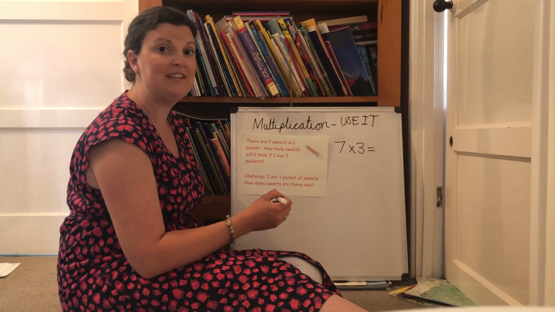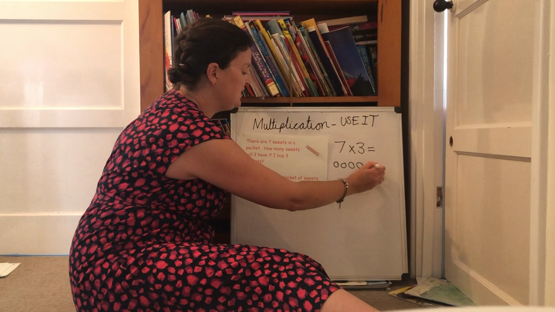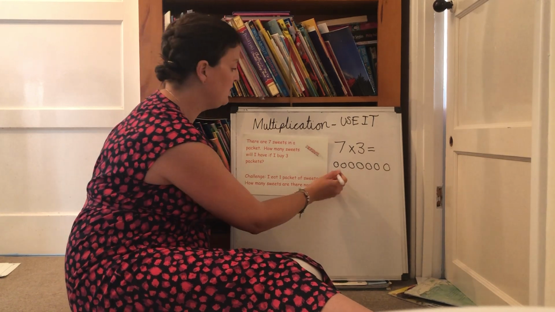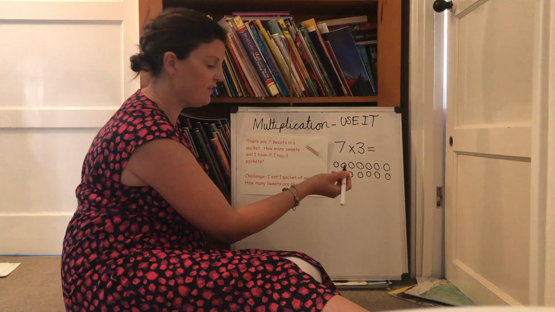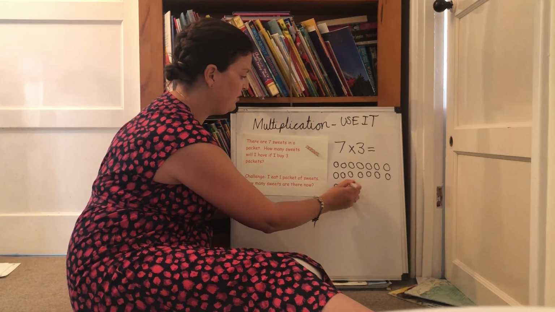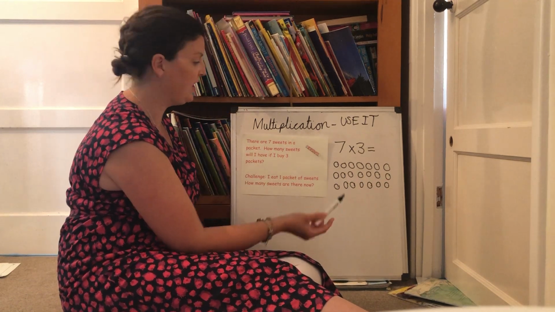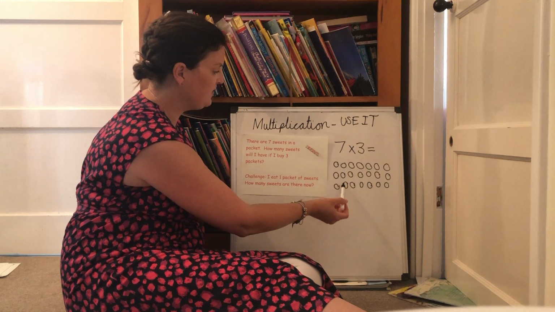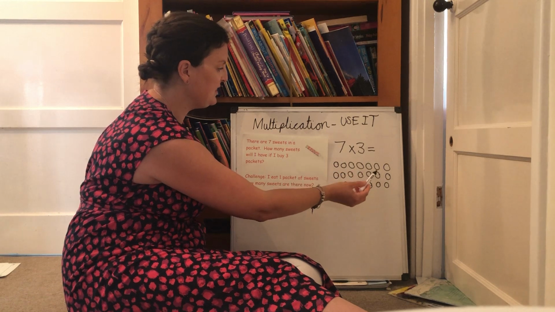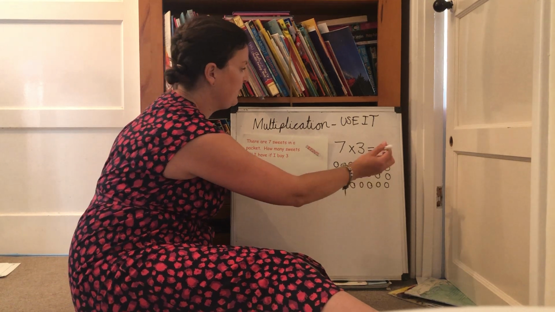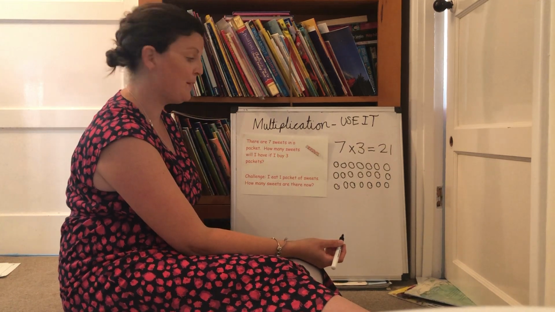And I'm going to draw an array to help me again. 1, 2, 3, 4, 5, 6, 7. That's one lot of 7. 2, 3, 4, 5, 6, 7. That's 2 lots of 7. And 1, 2, 3, 4, 5, 6, 7. 3 lots of 7. And in total I have 1, 2, 3, 4, 5, 6, 7, 8, 9, 10, 11, 12, 13, 14, 15, 16, 17, 18, 19, 20, 21. I have 21 sweeties in 3 packets.